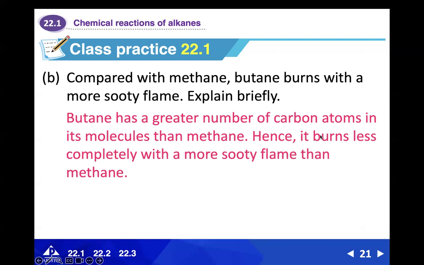That is, it is more difficult to burn, because the alkane present here, butane, has 4 carbons and needs more oxygen. So it is more difficult to burn completely compared with methane.